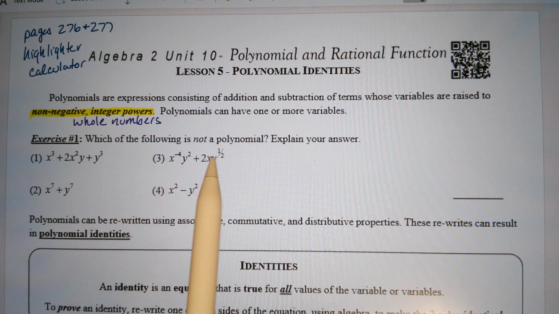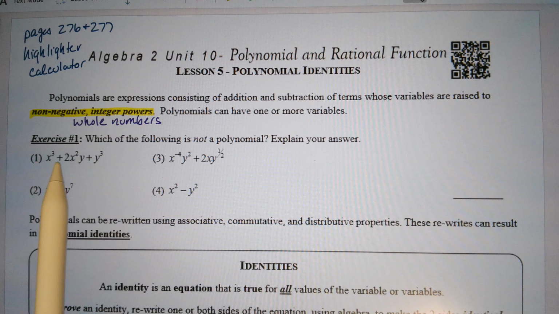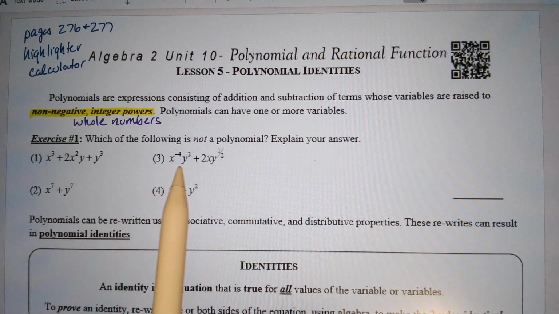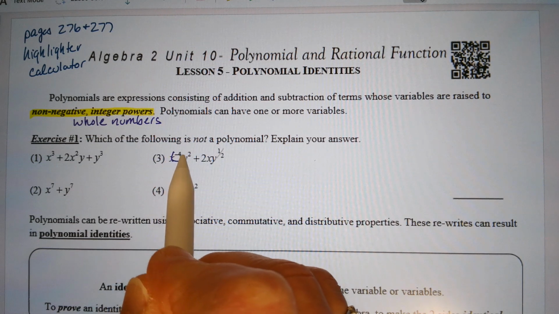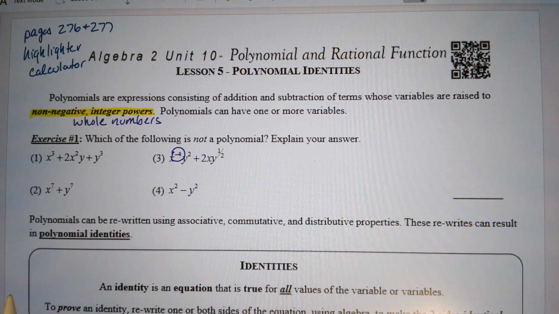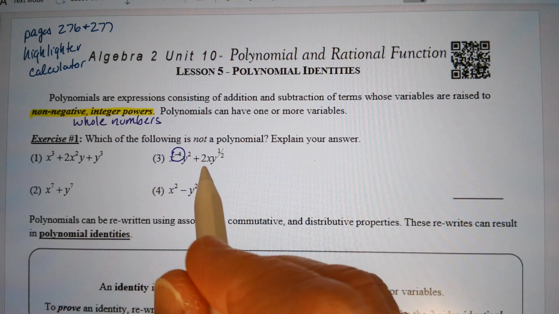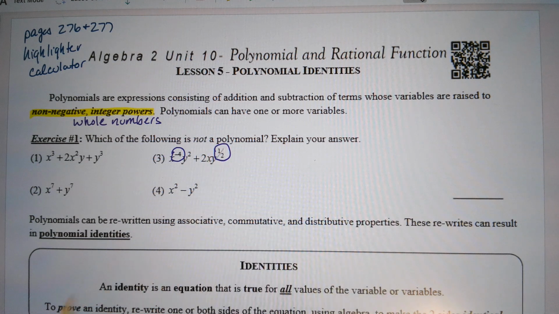Exercise 1, which of the following is not a polynomial? Explain why. Powers here are fine. Choice 2 is fine. Negative 4 is not a non-negative integer, and 1/2 is not an integer.